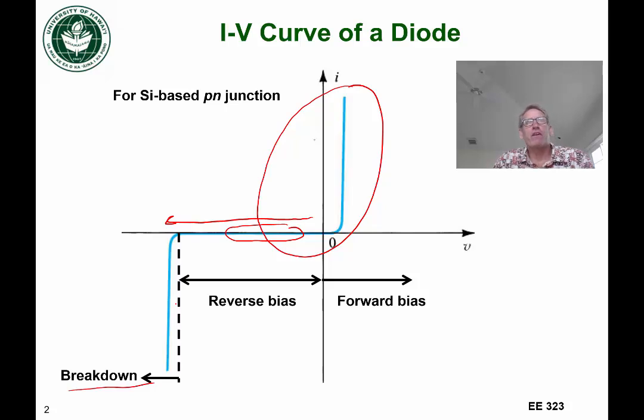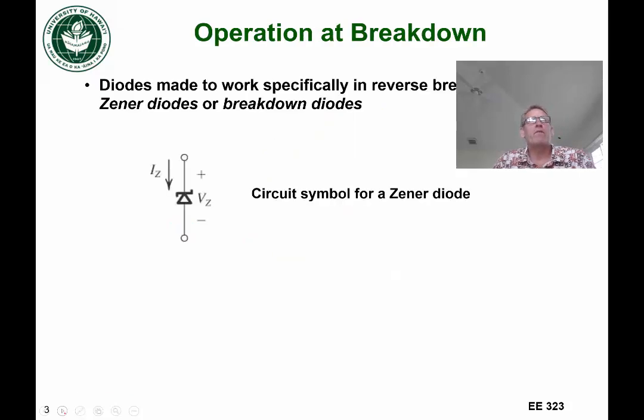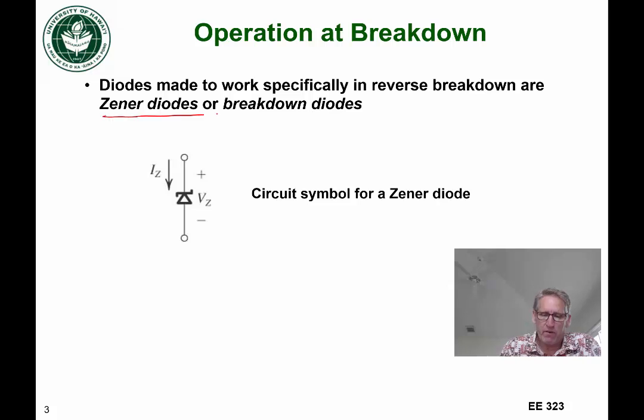The breakdown can occur for a number of reasons, including tunneling or avalanche breakdown. As long as we keep the current limited so that the current doesn't get too high in the negative direction, this actually won't damage the device permanently. So we can use it in this reverse bias region. We call this a different type of diode when it's operated in reverse breakdown. And this is called a Zener diode or breakdown diode.